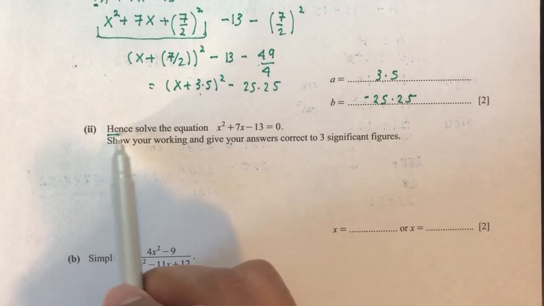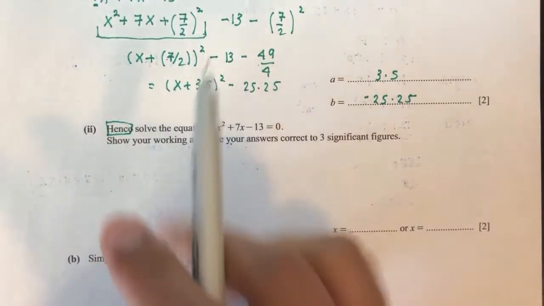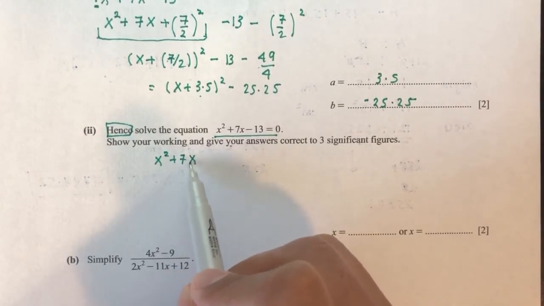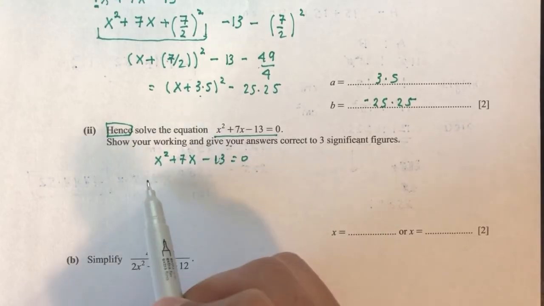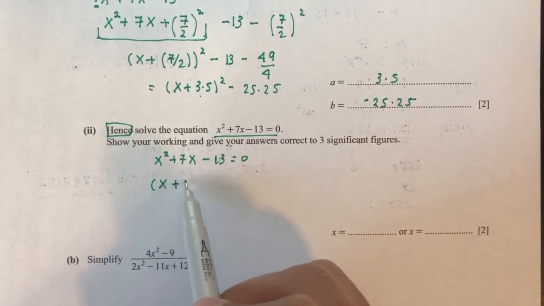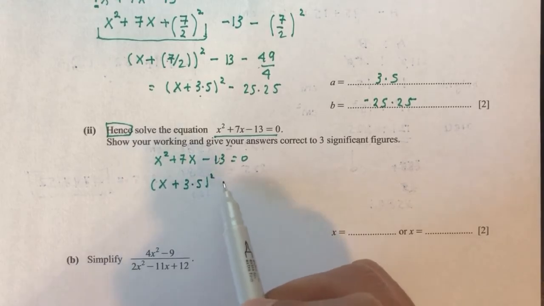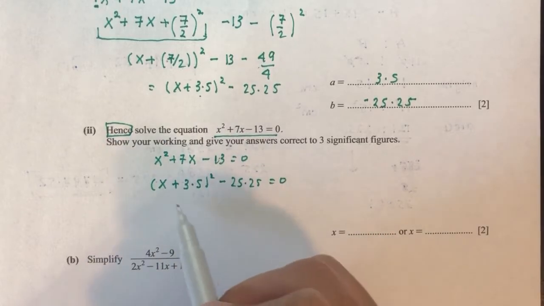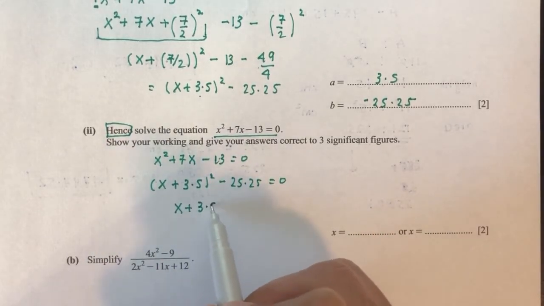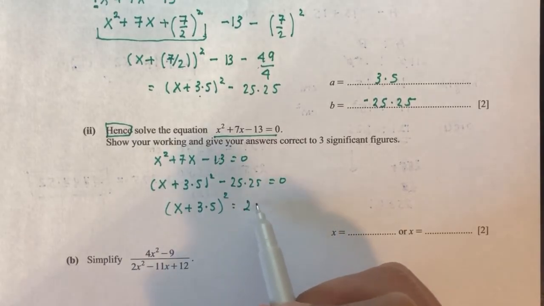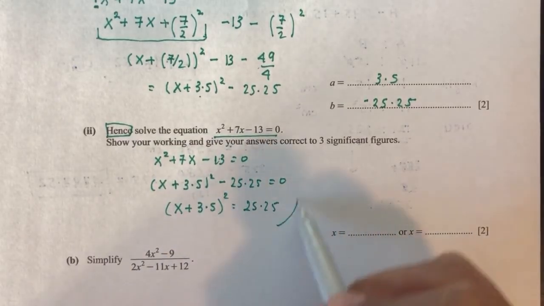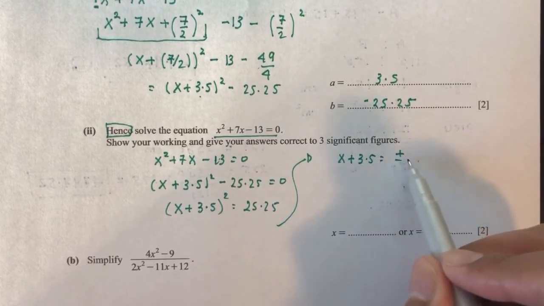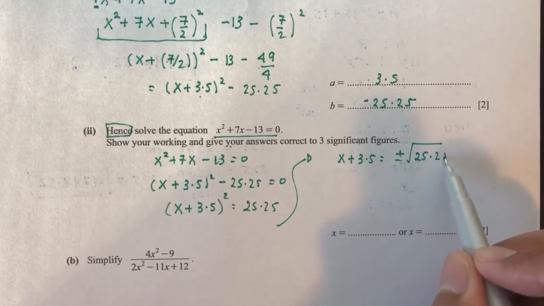Now part B. When you say hence, you have to use the information above to solve this equation. So this equal to 0 is the same as saying (x plus 3.5) squared minus 25.25 is equal to 0. So it means (x plus 3.5) squared is 25.25, and then x plus 3.5 is equal to plus or minus the square root of 25.25.